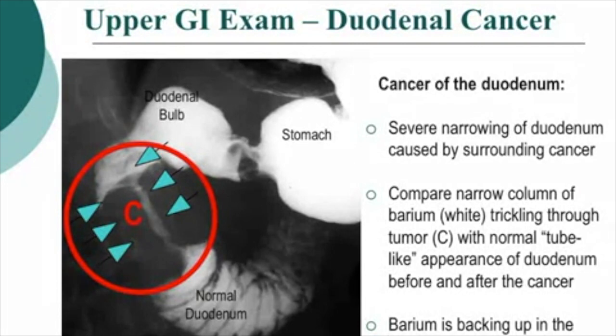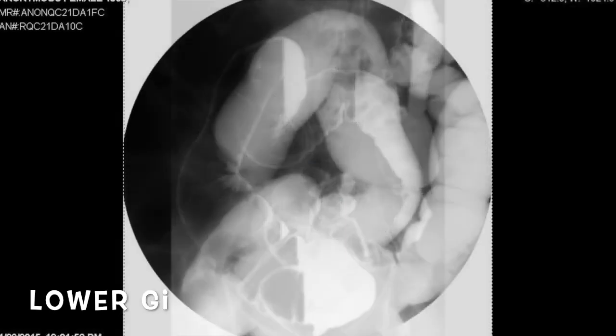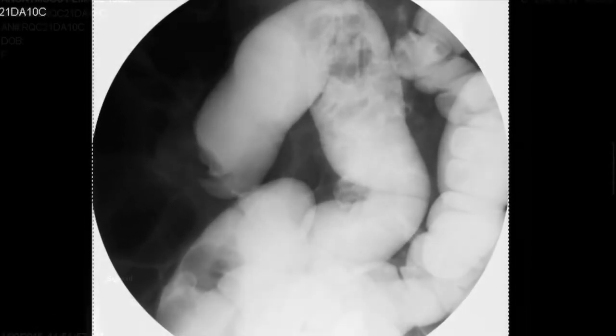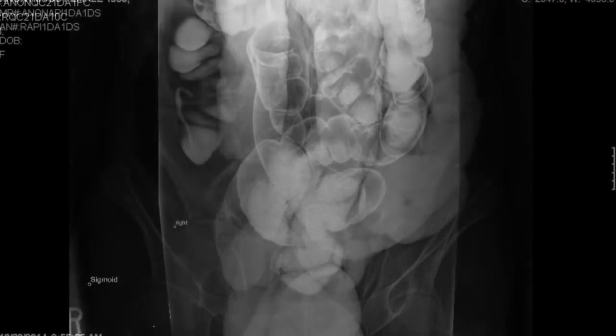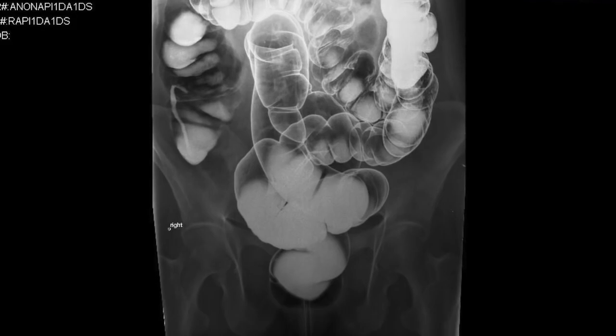In this examination, both barium sulfate and air are administered through the rectum. When the exam is limited to barium or water-soluble contrast only, the exam is called a single contrast study. This educational video focuses on the double contrast exam.